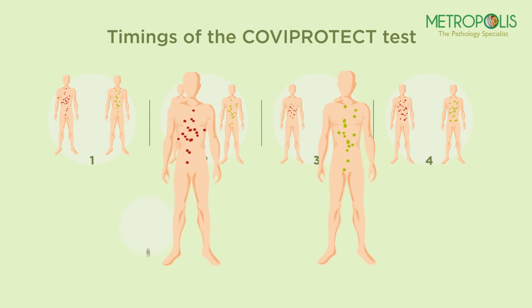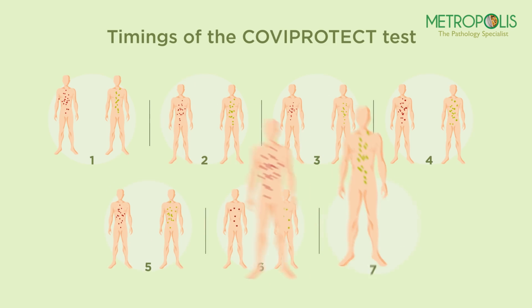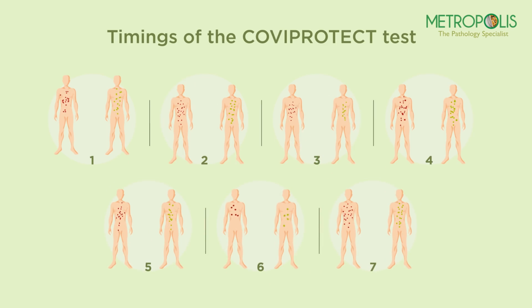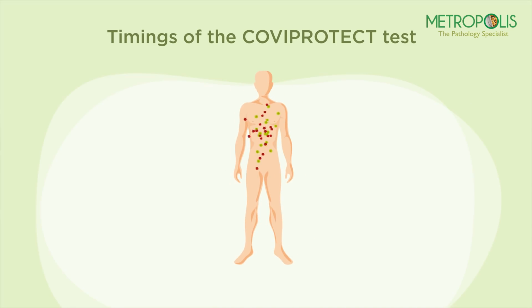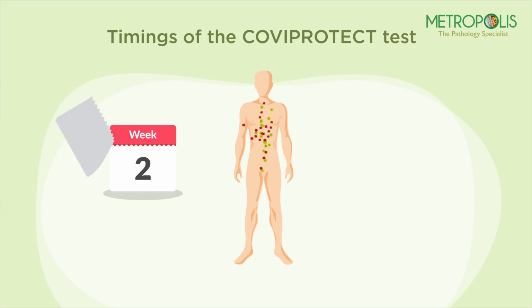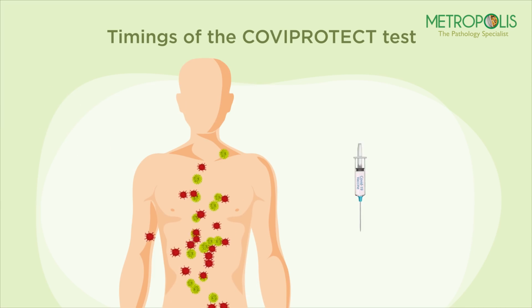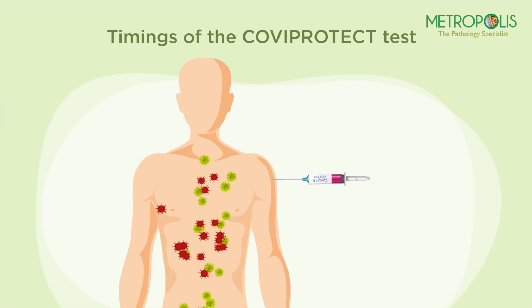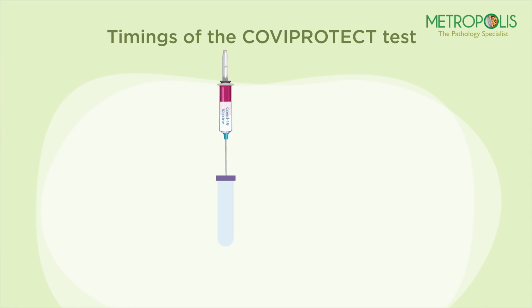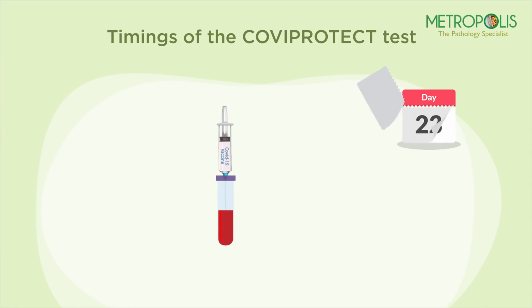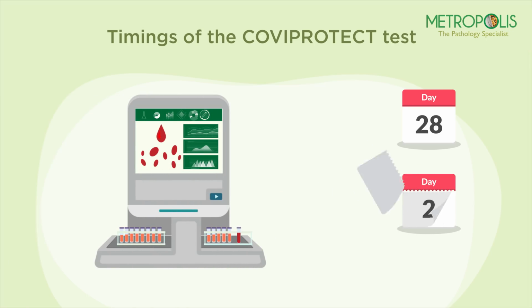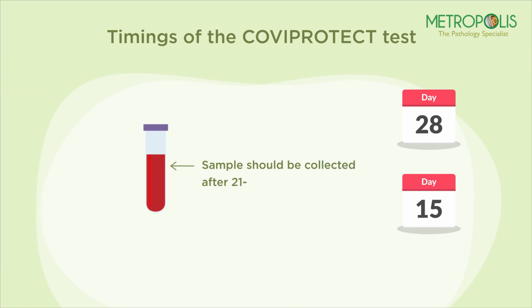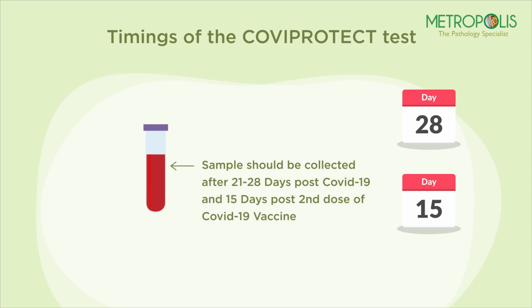There is a significant inter-individual difference in the levels and chronological appearance of antibodies in COVID-19 patients, but median seroconversion has been observed at approximately 2 weeks post-exposure. It is advisable to test for the neutralizing antibodies after 21 to 28 days post-COVID-19 SARS-CoV-2 infection and 15 days post the second dose of the COVID-19 vaccine for detectable levels of neutralizing antibodies.